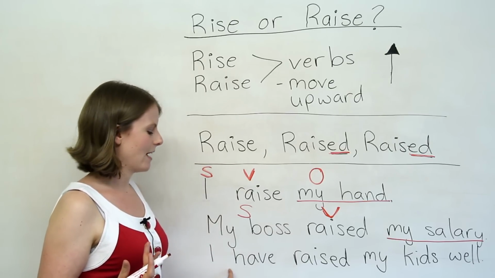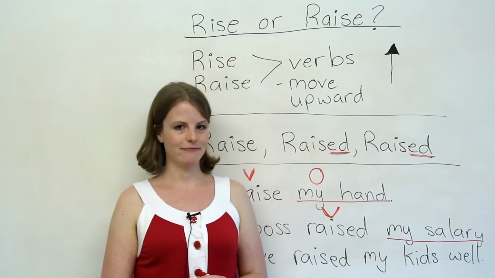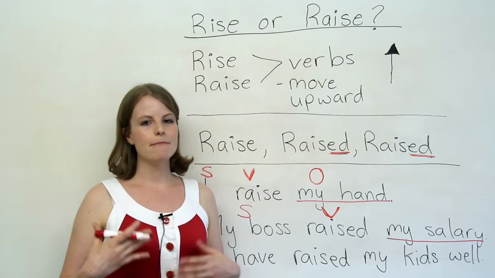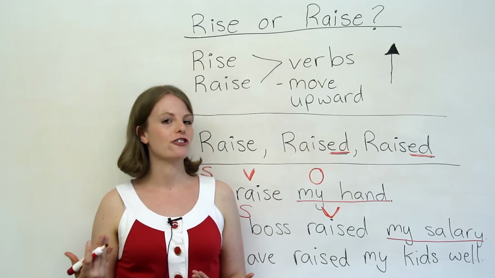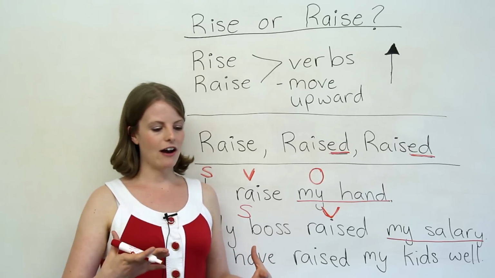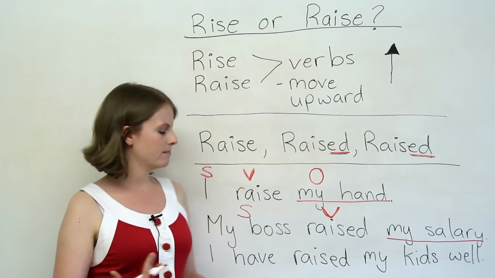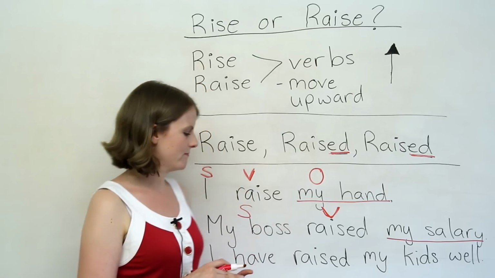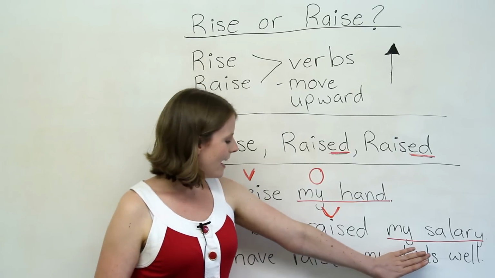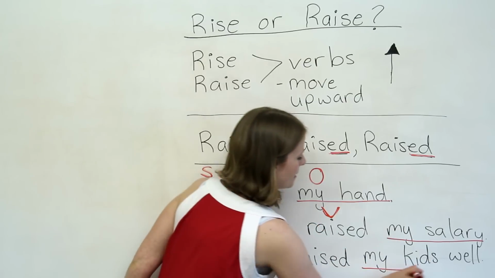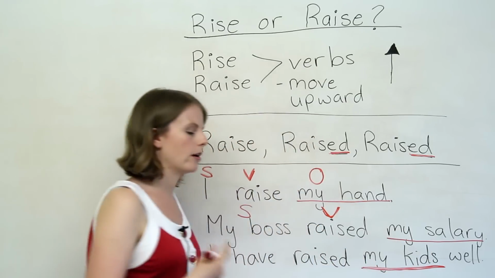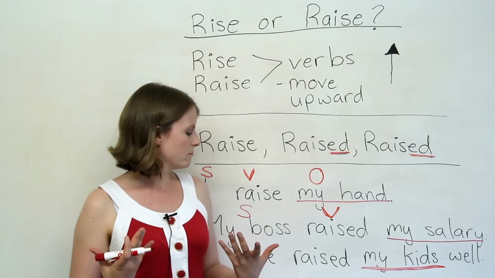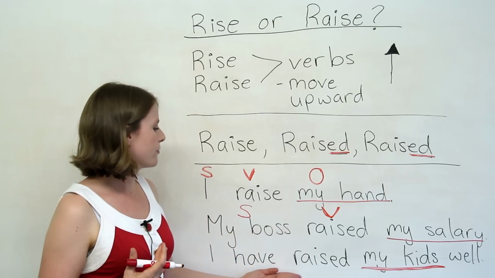Next example, I have raised my kids well. We often use the word raised in this context when we're talking about children. It means pretty much, how have you parented your children? So how have you taken care of your children? What have you taught them? I raised my kids well is just an example of how you parented them. So again, I can't say I have raised. I need an object. In this case, the object is someone. My kids. This is a good example for raised.